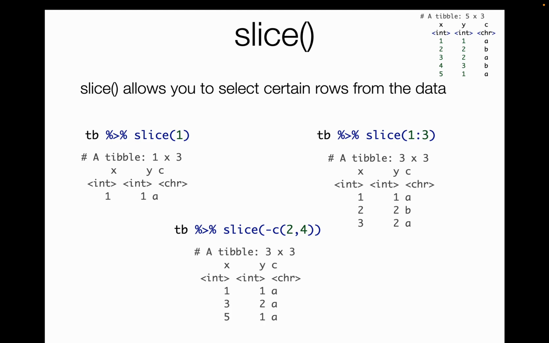And you can slice by not. Minus is very similar to the exclamation point. In fact, the exclamation point works here too, I believe, but the minus is more conventional. So I want everything except 2 and 4. So you see, it'll give me 1, 3, and 5.